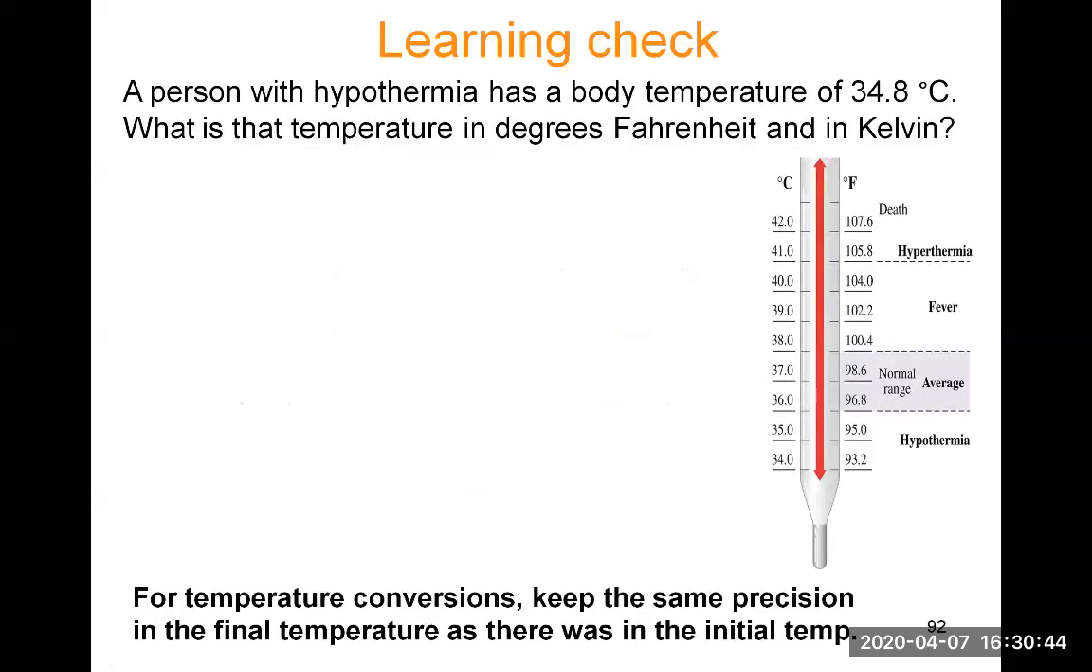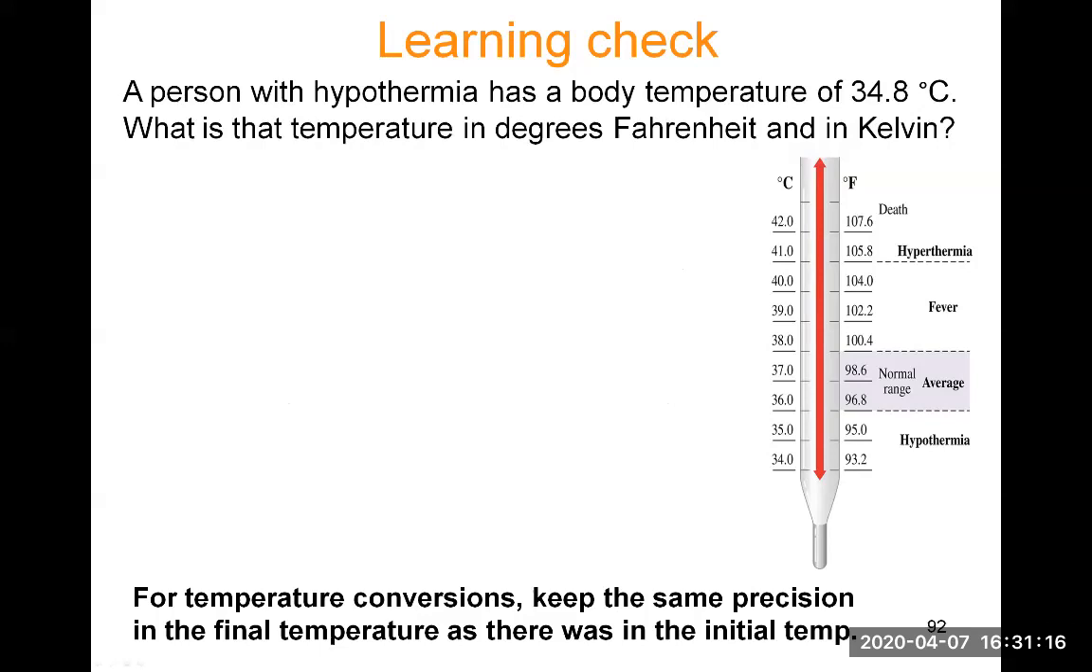So let's practice using those temperature conversion equations by doing this learning check. So please pause the video so that you practice doing this on your own before you watch the answer. A person with hypothermia has a body temperature of 34.8 degrees Celsius. What is that temperature in degrees Fahrenheit and what is it in Kelvin?